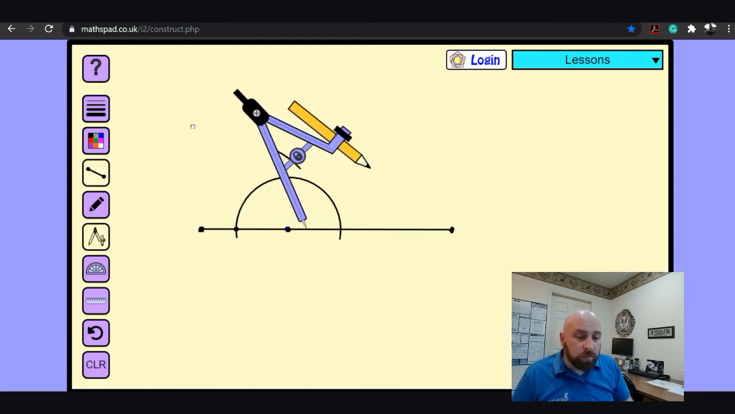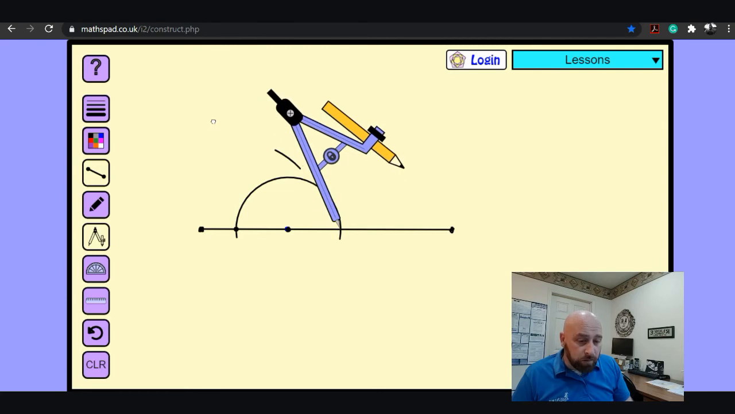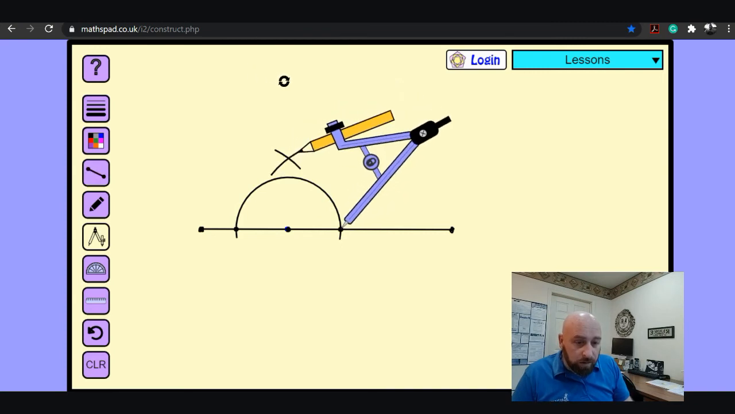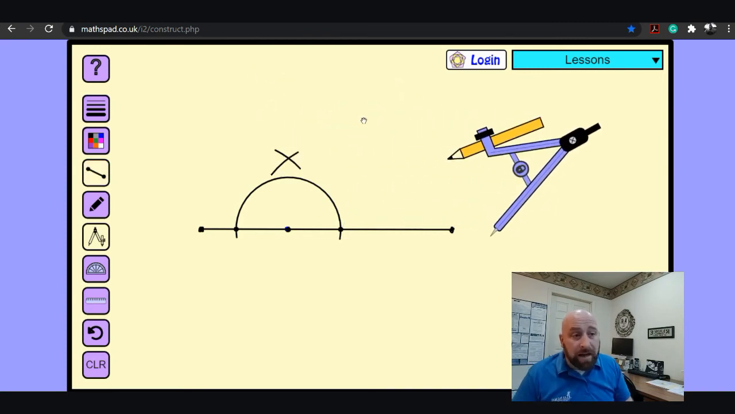And then we're going to move our point to the other side of the semicircle where it touches the line. And then we'll go ahead and draw another arc there. And look what we have. We have another X. That's what we're looking for. We're looking for X's, okay, if you haven't figured that out yet. Now we've got another X, and look what we have here. We have a point here.